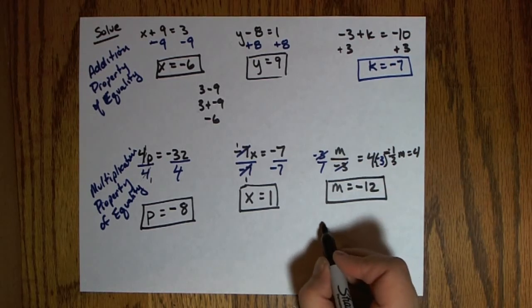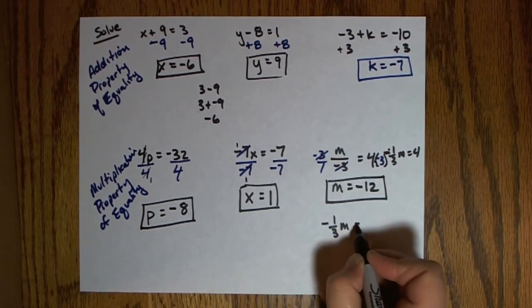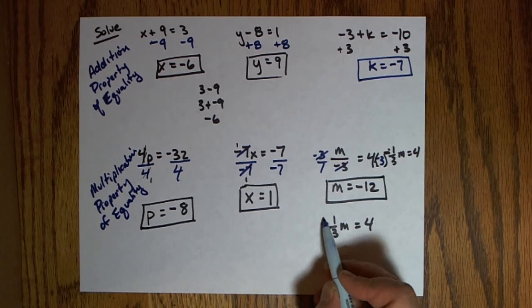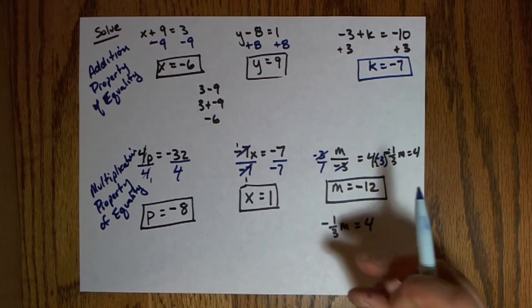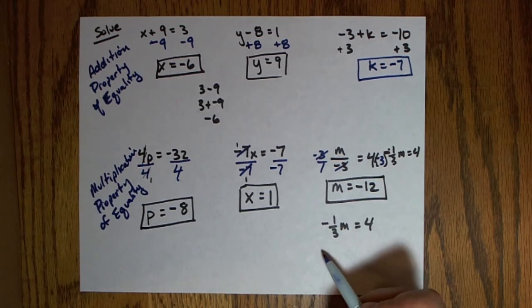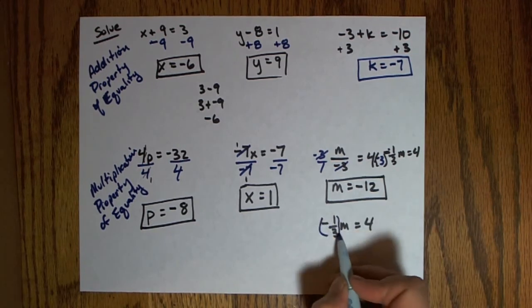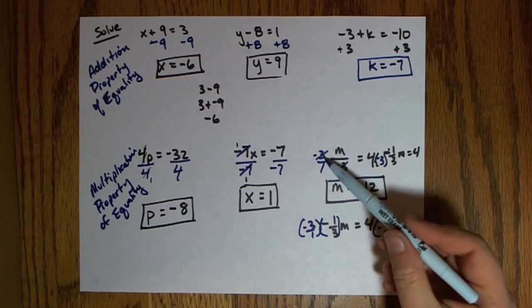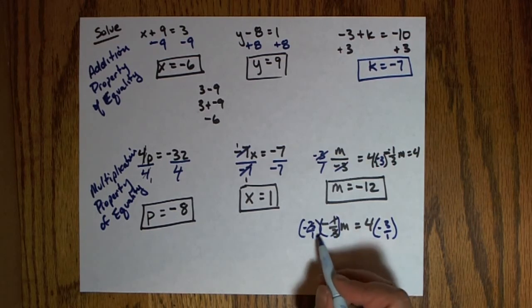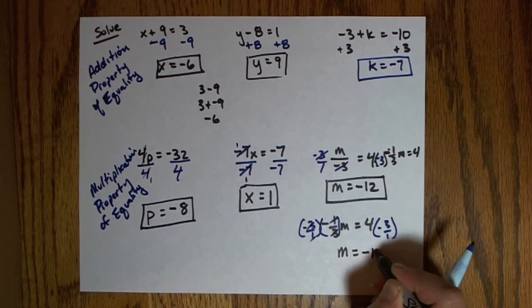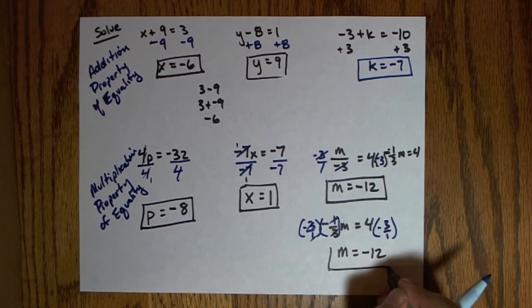If I had had that same problem written as negative 1/3 m equals 4, which is the alternate way to write it, I could think if I want to divide both sides of the equation by this coefficient, negative 1/3, when I divide by a fraction, it's the same as multiplying by its reciprocal. So if I want to divide by negative 1/3, I'm going to multiply both sides by negative 3 over 1. So if I do that, I'm really doing the same thing as I did above, multiplying by negative 3, and I end up with m equals 4 times negative 3, or negative 12.